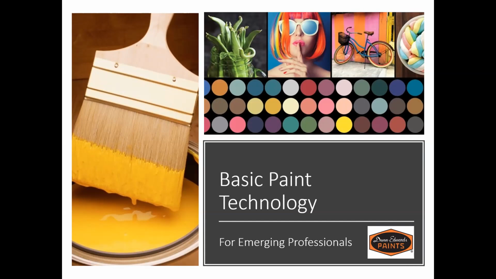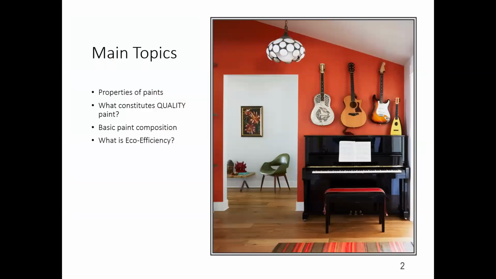All right, let's get started. Today, we're going to talk about paint technology. And these are our main topics: properties of paint, what constitutes quality paint, and basic paint composition. And we're going to talk a little bit about our environmental concerns.